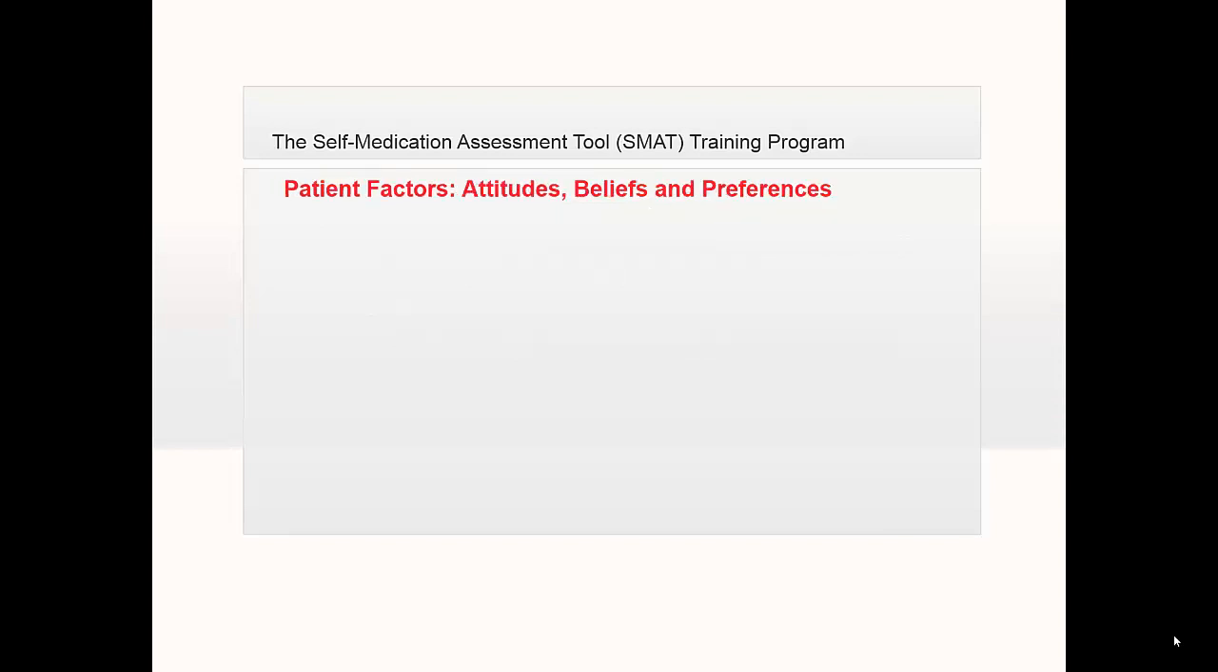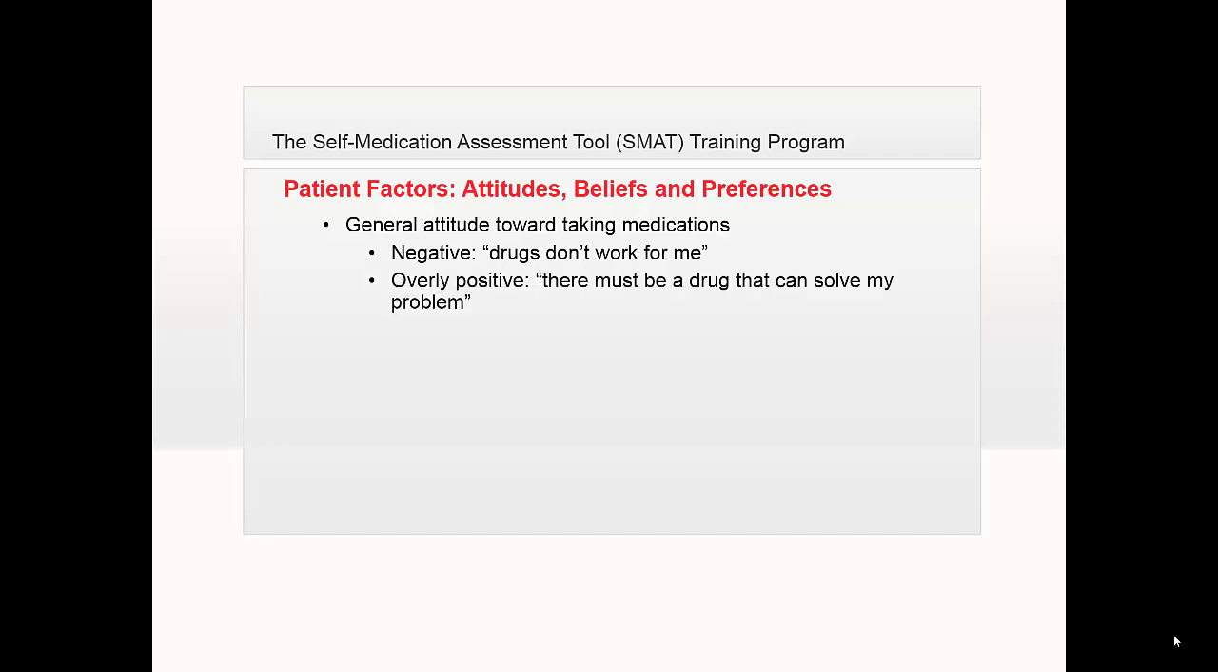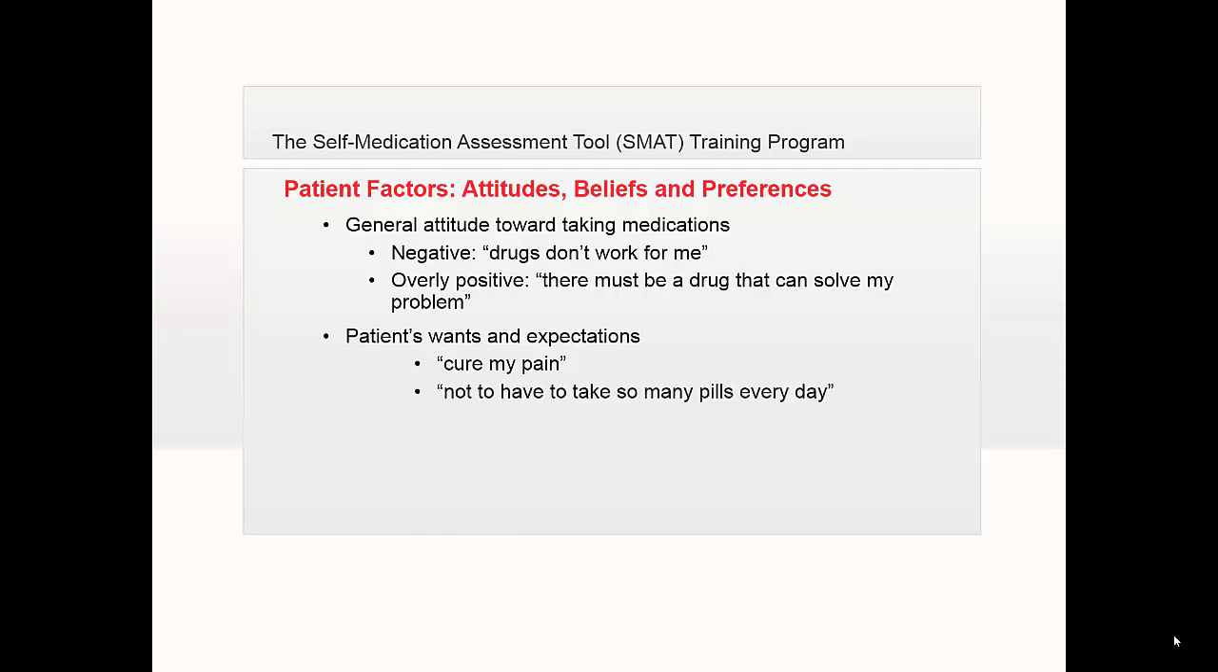Patients' attitudes, beliefs, and preferences about taking medication can also impact adherence. Their general attitude towards taking medications may be negative, as in, "drugs don't work for me." Or they may be overly positive, as in, "there must be a drug that can solve my problem." In addition, patients' wants and expectations that a drug will cure their pain, or their wish not to have to take so many pills every day can impact medication adherence.